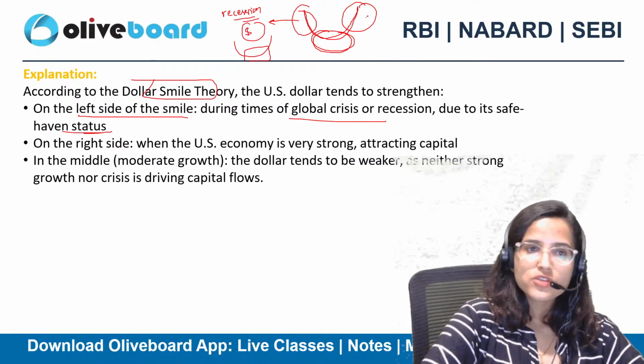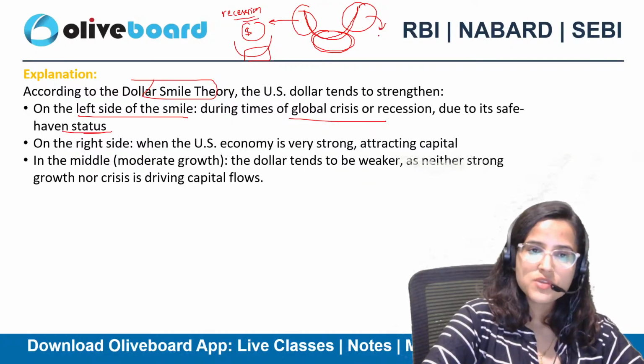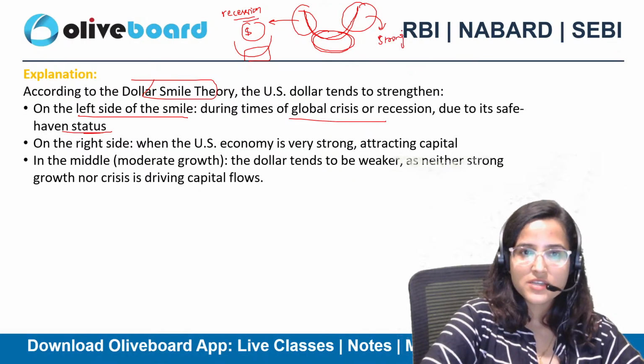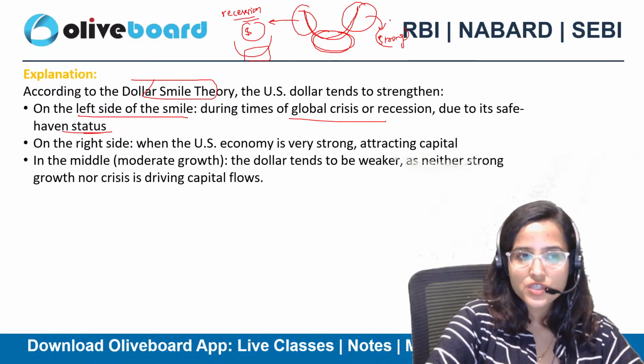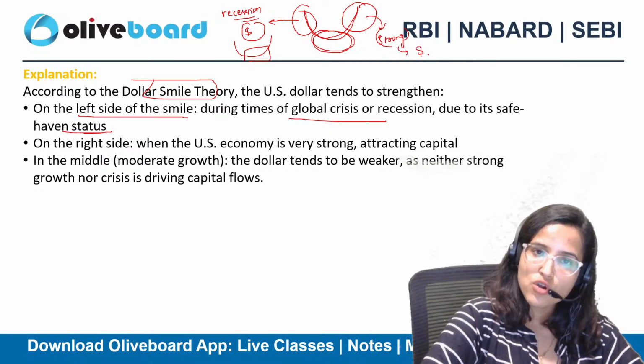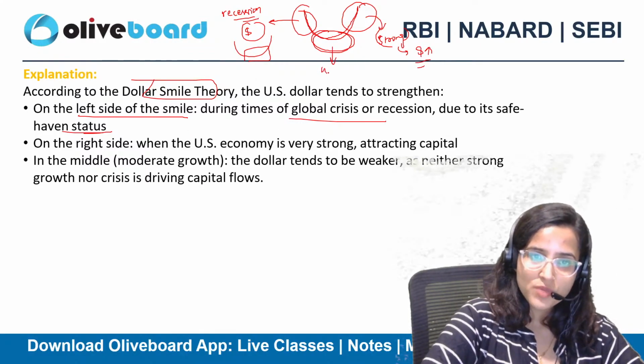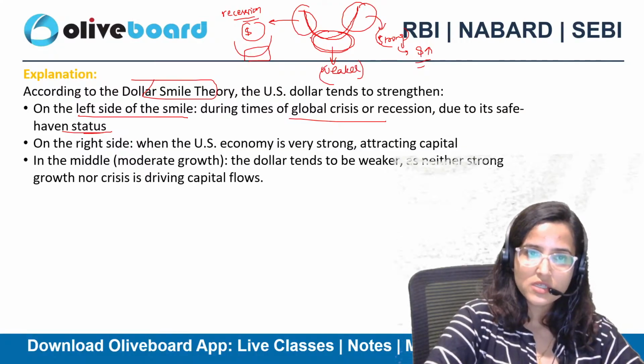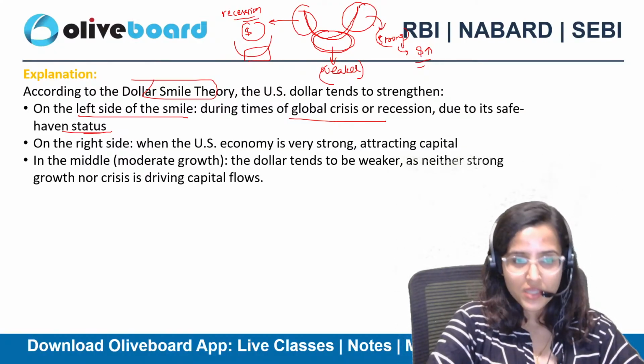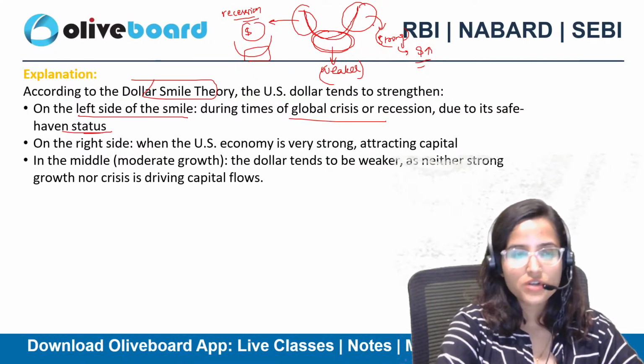Okay, and on the right side, when the economy is very strong, then a lot of capital is attracted. There are so many inflows in the US. In that case, again, the dollar performs well. But in case of moderate growth, the dollar tends to be weaker as compared to the left and the right side of the smile. Okay, this is what is meant by the dollar smile theory.